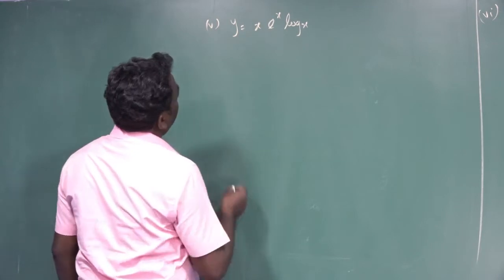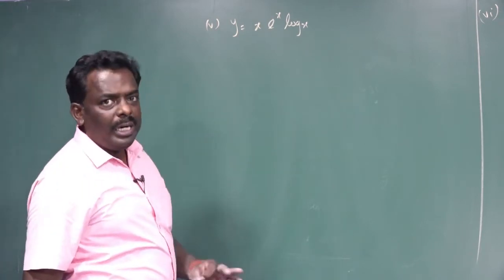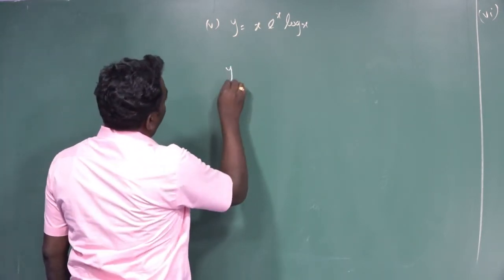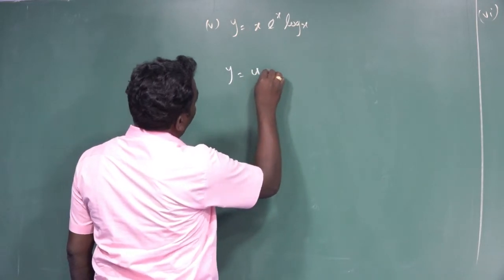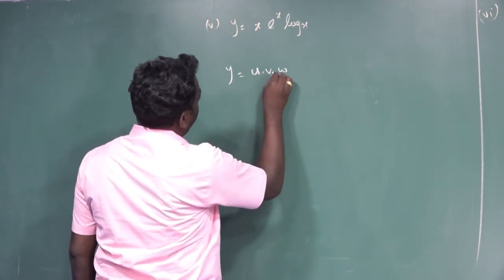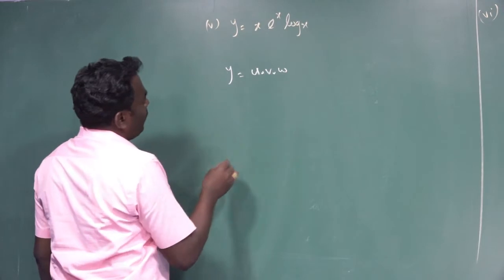Next, the fifth one. Here y is a function, x e power x log x. Three terms are present, so we apply the product rule. Three terms are present, and y is equal to u v w. Now differentiate with respect to x.